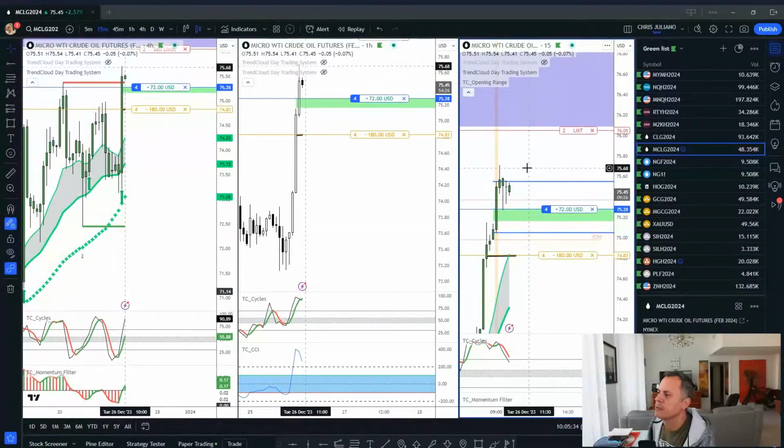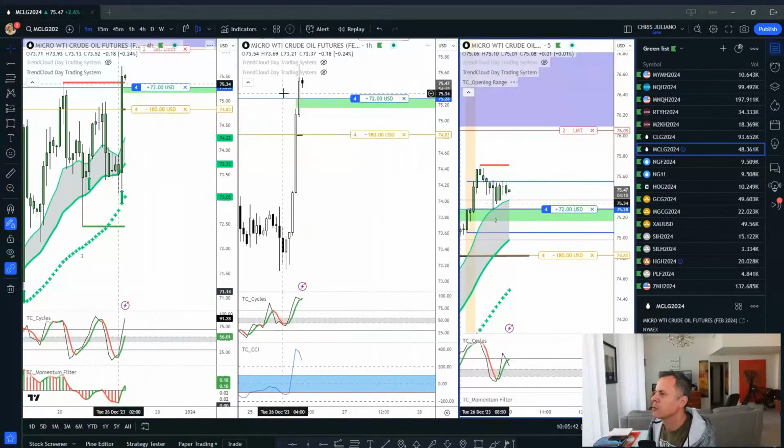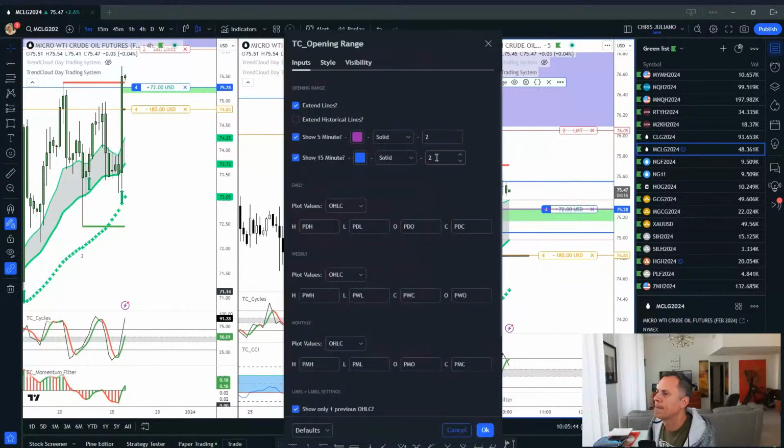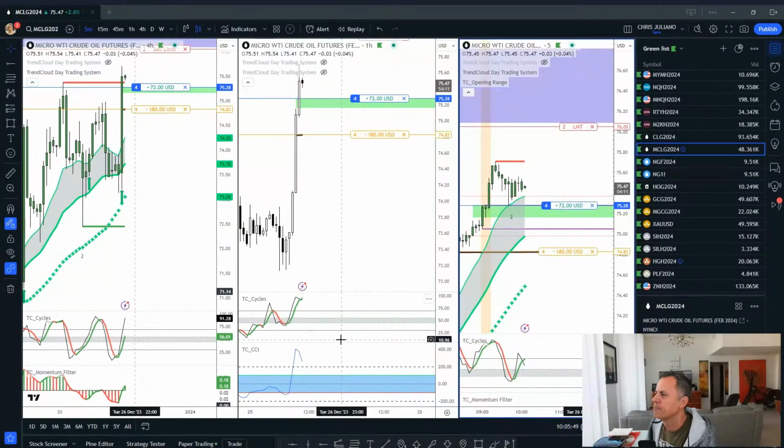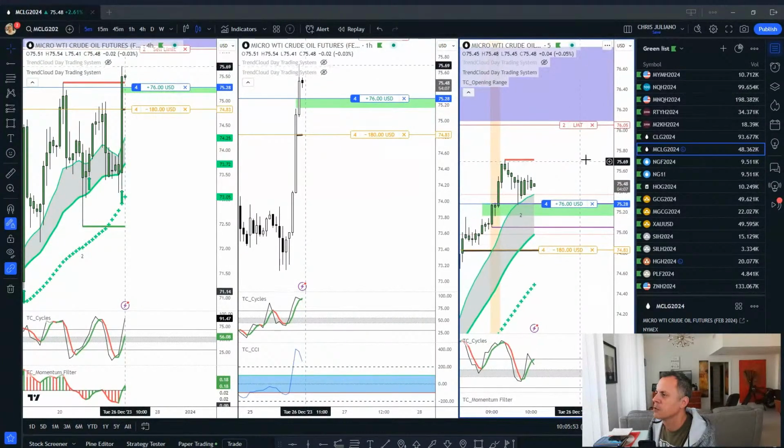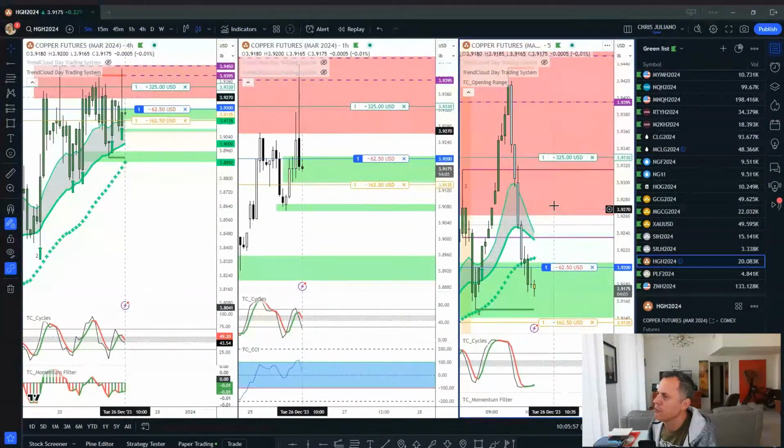Hovering around the top of the opening range. Get over to the 5 minute, right? There we go. All right. We shall see how this works out.